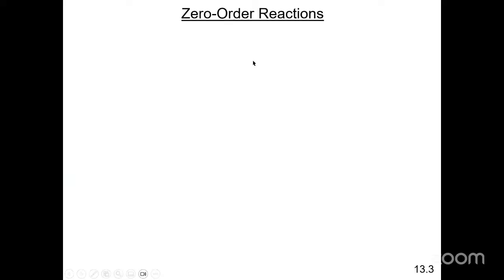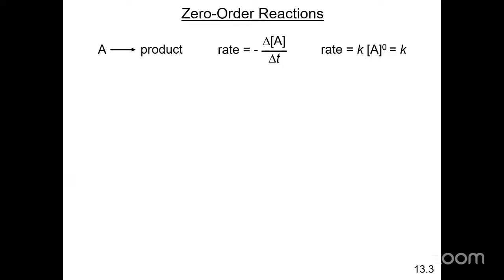So let's talk about 0-order reactions. We're going to assume that this is the equation, A to form a product. We can write down this expression, rate is equal to minus delta A, or change in A, divided by the change in time. And that would be equal to, if it's a 0-order reaction, K times the concentration of A raised to the 0. Anything raised to the 0 is equal to 1, so the rate would be equal to K.